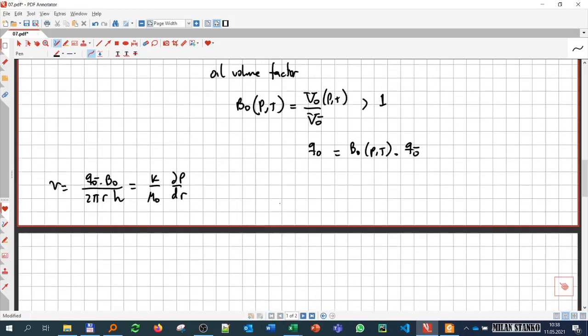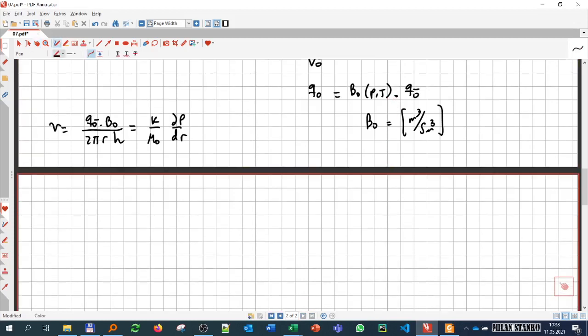The units of this BO are cubic meter per standard cubic meter. Essentially these are both cubic meters, so it's actually dimensionless, but I think it's very important to put the unit to make sure what ratio of volumes it is comparing. Sometimes I forget whether it's standard over local or local over standard. So if you keep the units, it tells you what it is representing.